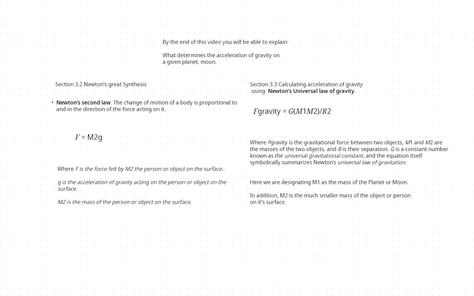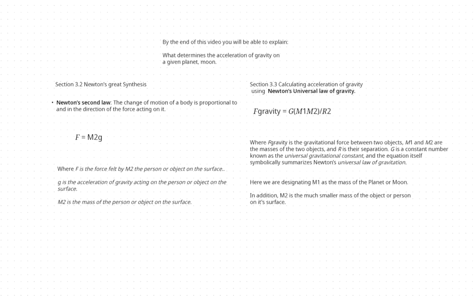In section 3.2, we talked about some of Newton's greatest accomplishments, his great synthesis. We're going to use Newton's second law in this exercise. And in section 3.3, we talked about something else that Newton did, which was Newton's universal law of gravity. So let's take a closer look and see what those two imply, and also if we can deduce any other known quantities that exist.